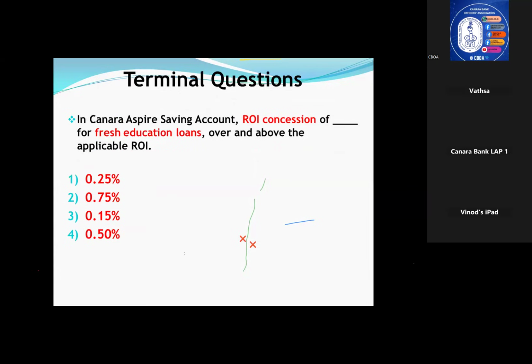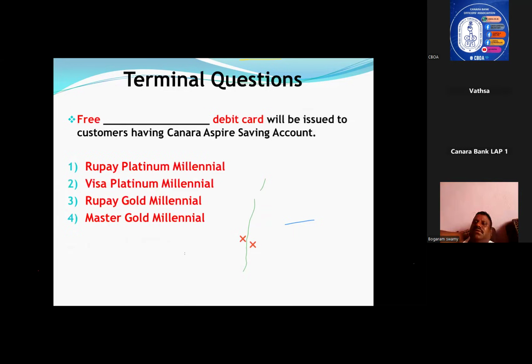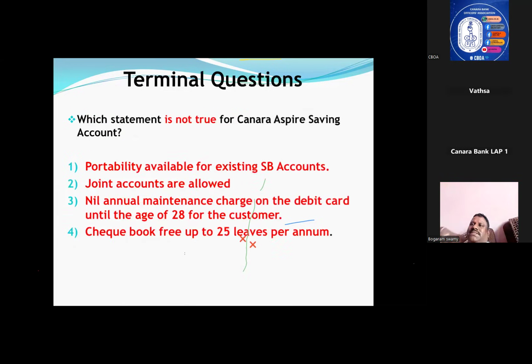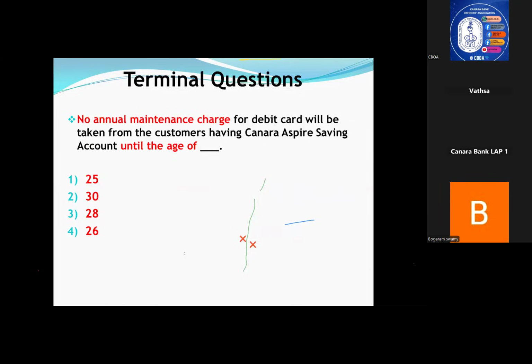ROI concession, it is 0.5%. Rupee millennial card they will get. Portability after 28 years, it is common. Checkbook free up to 25 leaves. Joint accounts are not allowed. Product code is 1631. No annual maintenance charges for debit card till they attain 28 years.